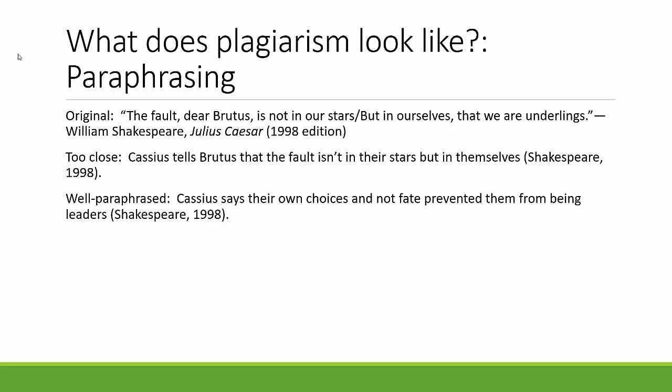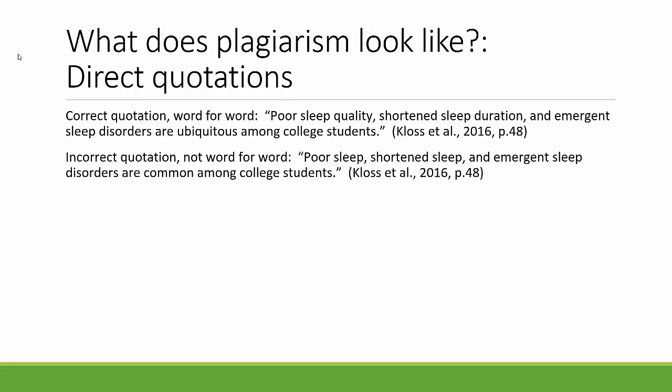Next, let's talk about direct quotations. That is, quoting a source word for word using quotation marks. Correct quotation, word for word. Quote, "Poor sleep quality, shortened sleep duration, and emergent sleep disorders are ubiquitous among college students." End quote. Incorrect quotation, not word for word. Poor sleep, shortened sleep, and emergent sleep disorders are common among college students. Direct quotations can be an easy way to avoid plagiarism, but should only be used when the exact words of the original source are important to convey. Otherwise, it makes sense to paraphrase.